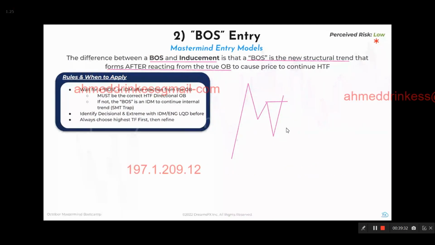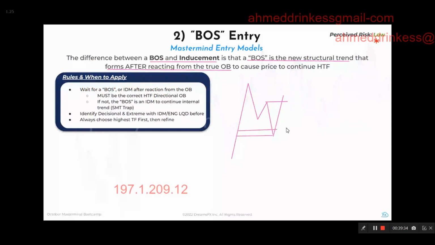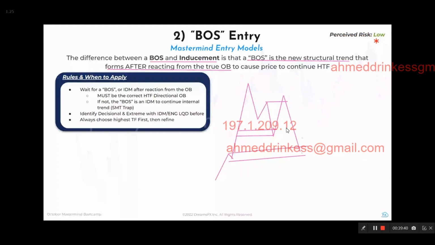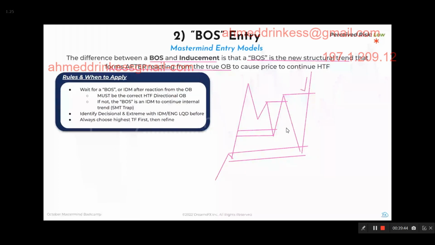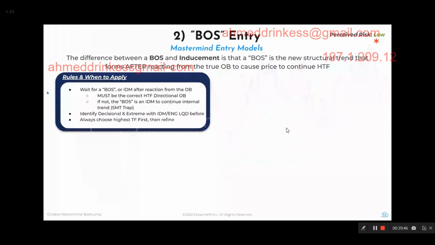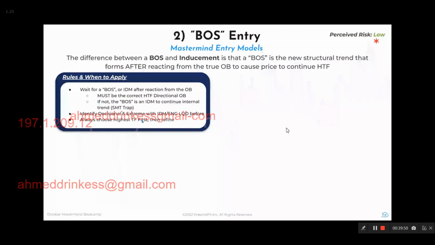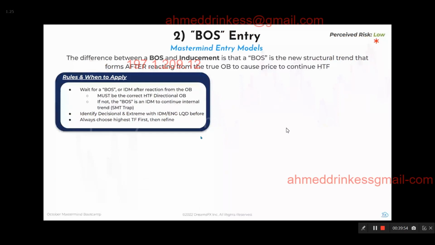Inducement. Why? Because if it doesn't mitigate a relevant order block, it's just inducing to then go lower to where your order block will be, right? So if it mitigates your correct order block and then you see structure break, it's a BOS. Now, again, nothing new here, you guys should all know this. It must be in the same direction as your main leg. If it's not a BOS, it's an inducement to continue the internal trend, right?